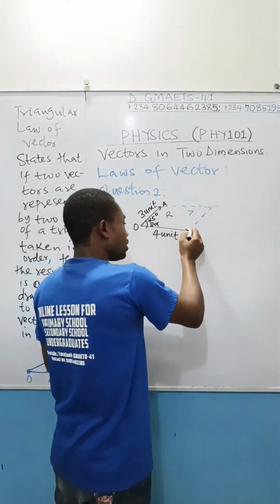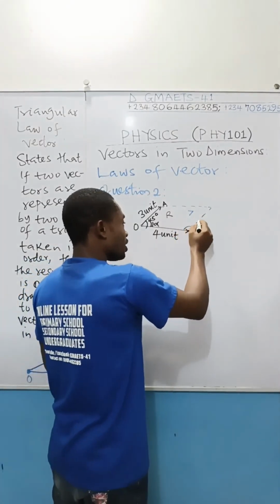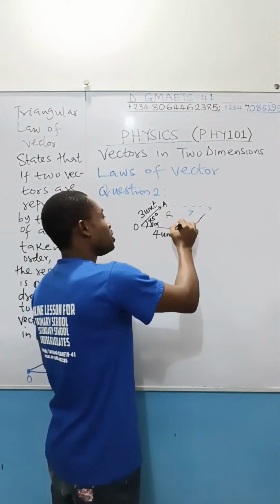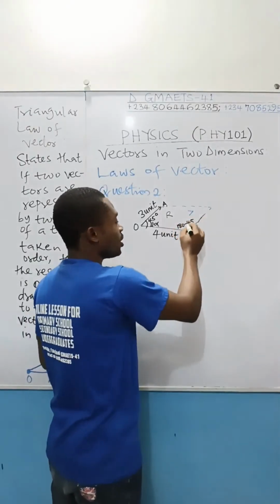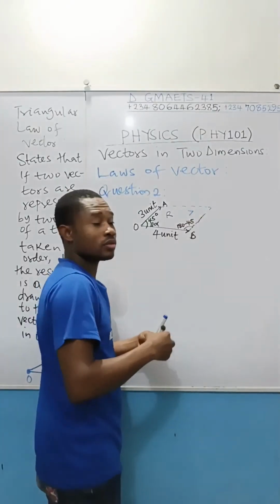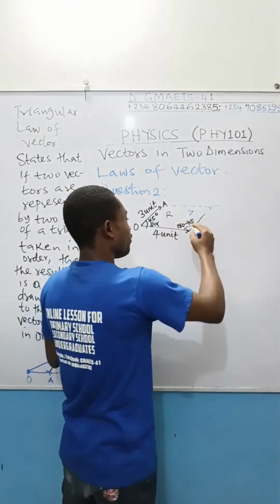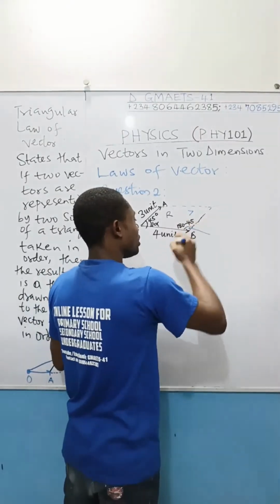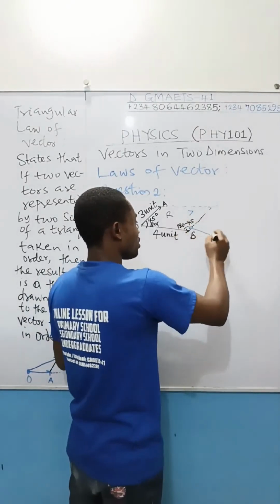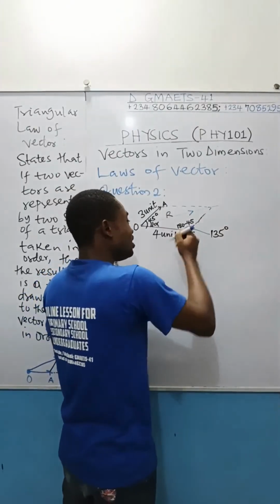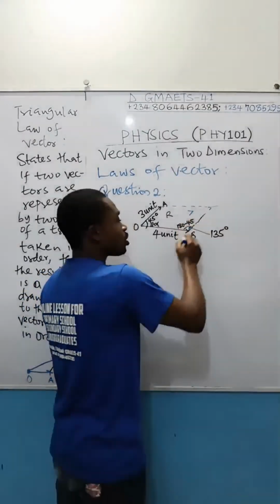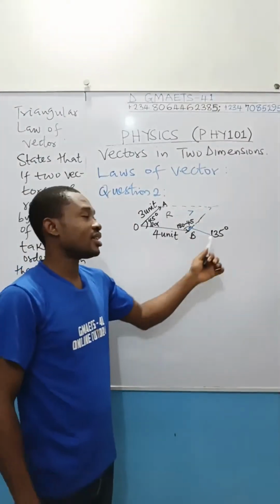Now look at this angle here. This angle will be 135, which is 180 minus 45. And 180 minus 45 will give you what? 135. So let me show it here. 135 degrees. You see, this angle 135 is obtuse, because it is greater than 90.